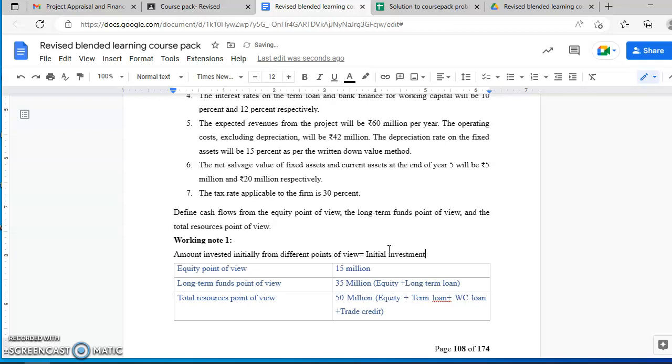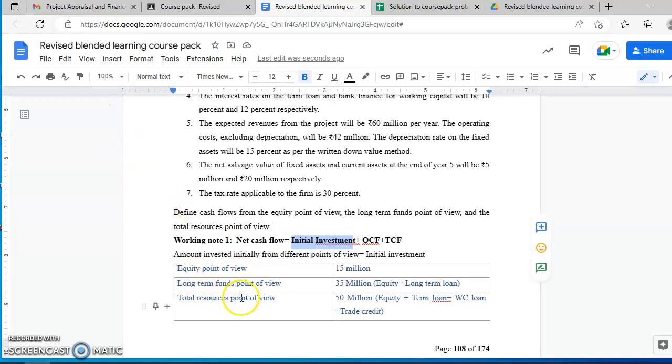I very clearly told you, when I say cash flow, it is net cash flow. When I say net cash flow, it is nothing but initial investment plus operating cash flows plus terminal cash flow. This is something that you have to remember. So the first part, we are going to understand what is the initial investment from all the points of view.